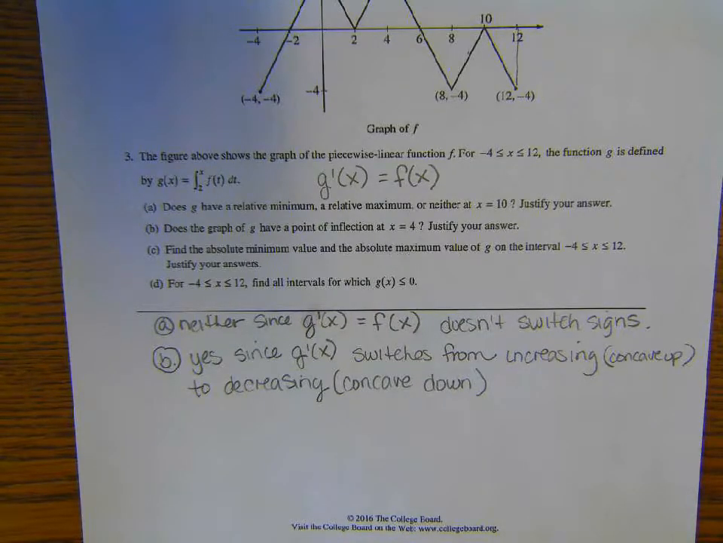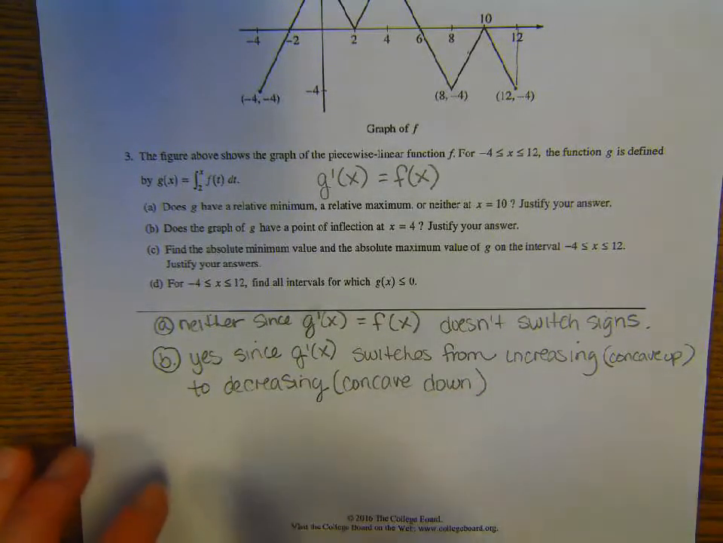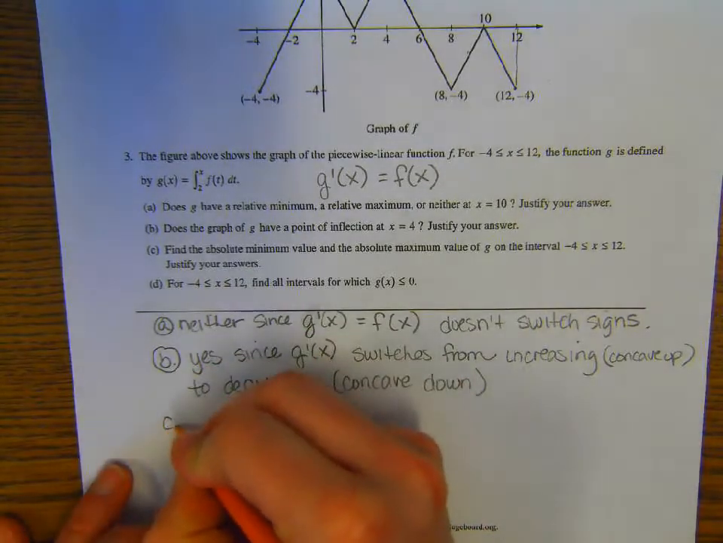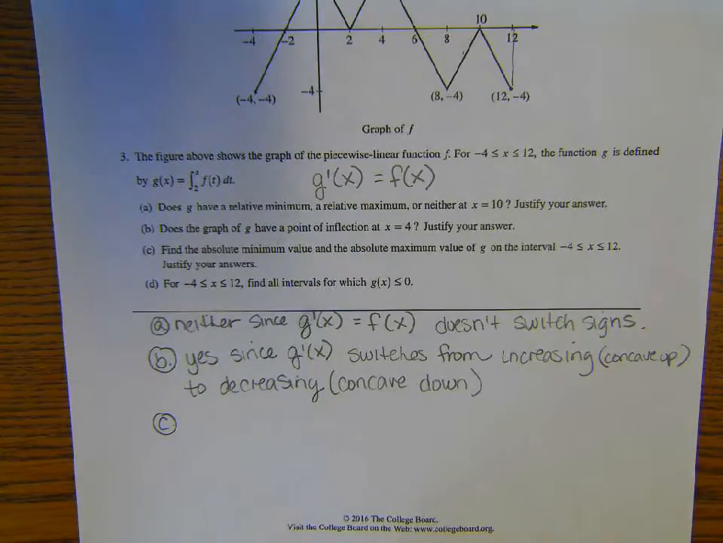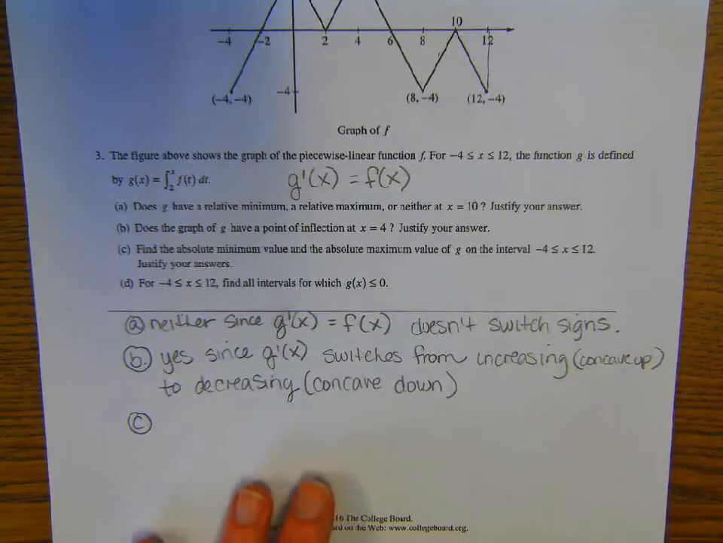Sorry, here's my thing. I really think that this is enough from increasing to decreasing. But I'm going to look at the scoring guideline and we'll see. C, find the minimum value and the absolute maximum value on the interval -4 to 12.